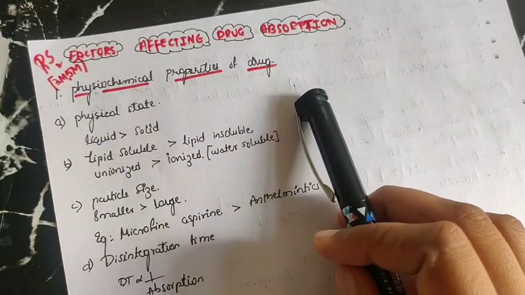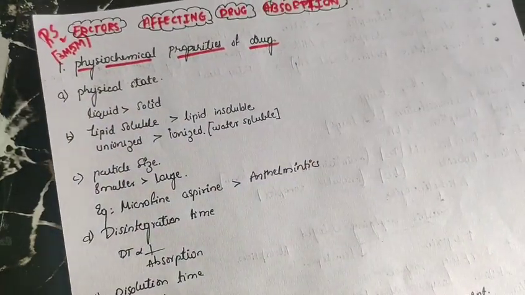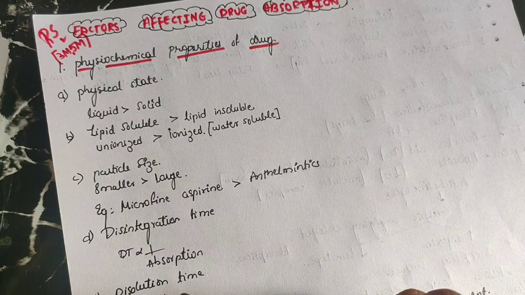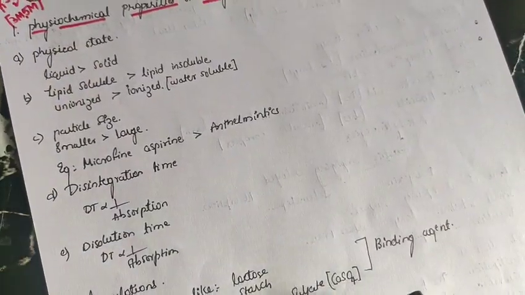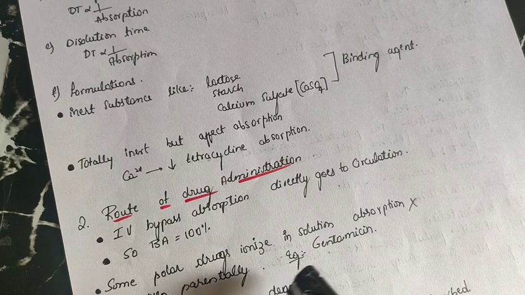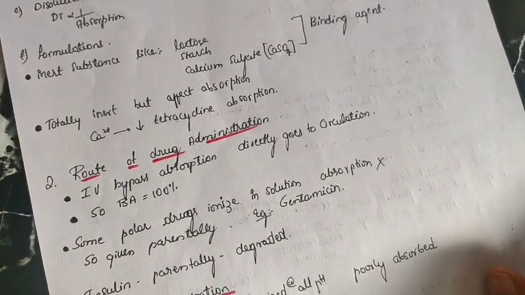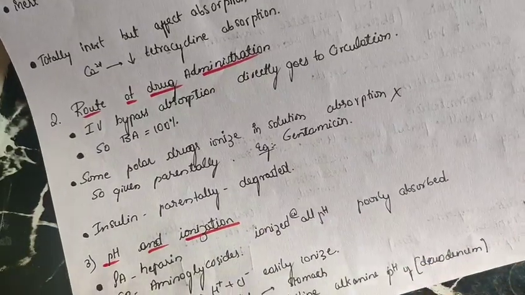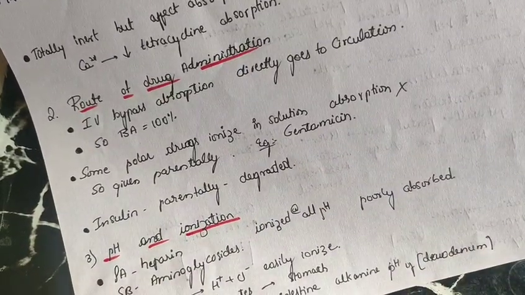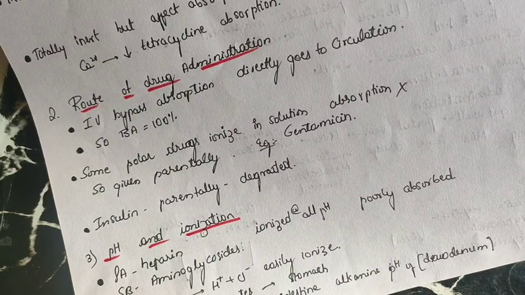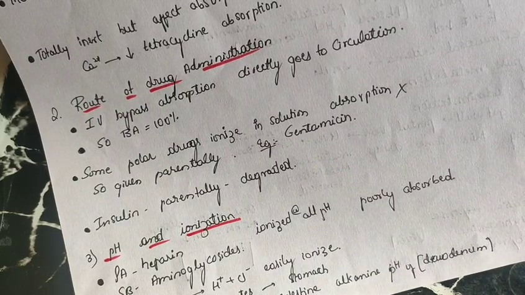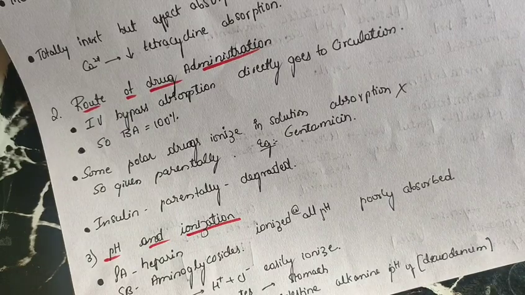That is, the physiochemical properties of a drug. Physical state, like size of particles, and chemical nature, whether it can be ionized or non-ionized, all come under the physiochemical properties of the drug. And we'll see the route of drug administration, whether it is administered orally, parenterally, sublingually, or through any other route. And pH and ionization. Acidic drugs are more absorbed in acidic medium, whereas basic drugs are more absorbed in basic medium. Acidic drugs remain unionized in acidic medium, so they are more absorbed there. Basic drugs remain unionized in basic medium, so they absorb more in basic medium. And ionization, whether it is the ionized or unionized form.